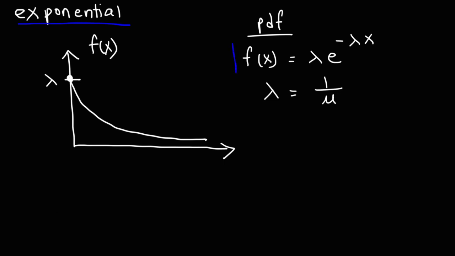So this is the probability density function. It tells you the shape of the graph. That's what it does. In addition, it also gives you the height of the curve above the x-axis at some point x. That's another thing that it tells you.